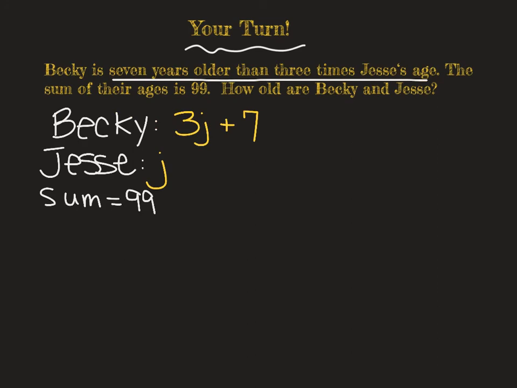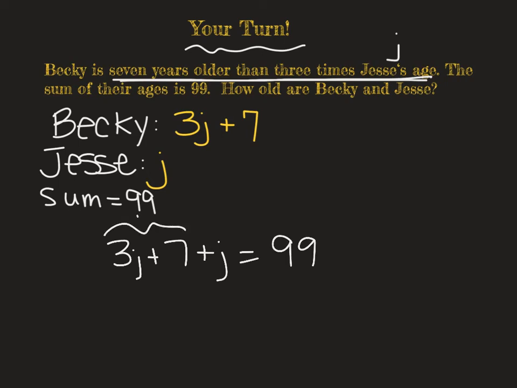Let's check it out. All right, the information I pulled out was that Becky is 7 years older than 3 times Jesse's age. So I used a J for Jesse, and then for Becky I did 3 times J plus 7. That would be 7 years older than 3 times his, and then I put that the sum of their ages is 99. So the equation I wrote for that would then be 3J plus 7 plus J equals 99. In other words, we've got Becky's age plus Jesse's age equals the total, which is our sum.